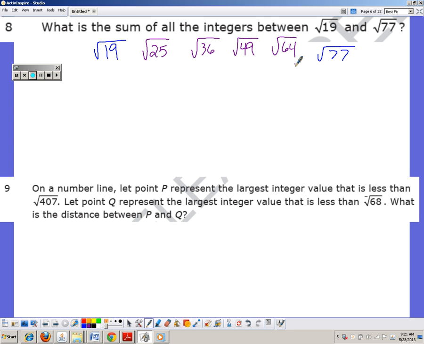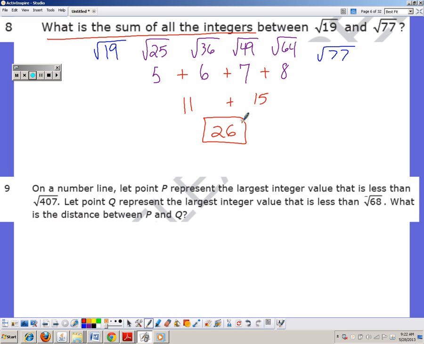Remember, a perfect square means a number times itself will give you a perfect square. So that means 5 times 5 gives me 25. 6 times 6 is 36. 7 times 7 is 49. And 8 times 8 is 64. The question says, what are these sums? So all you have to do is add up 5, 6, 7, and 8. 5 plus 6 is 11, 7 plus 8 is 15. That will give you 26.